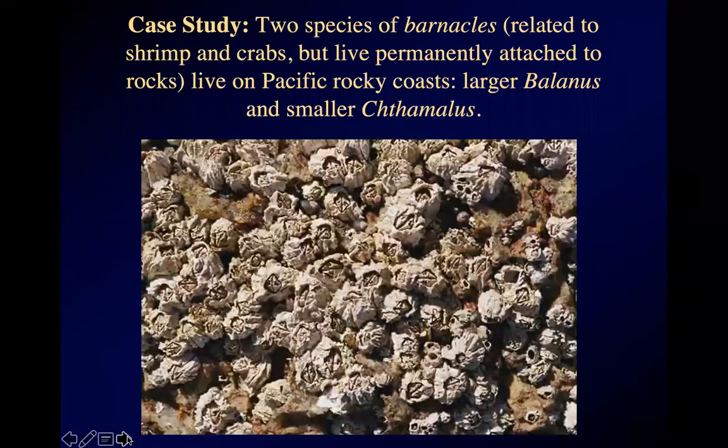Now, I mentioned earlier there was a distinction between a fundamental niche and a realized niche, and this was worked out in some really neat experiments in the 1960s on the coast of Washington State, where the coast tends to be quite rocky. And on rocky coastlines in the Pacific, some of the dominant organisms are called barnacles.